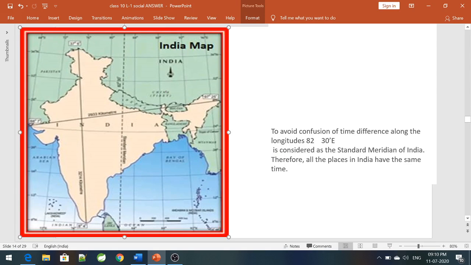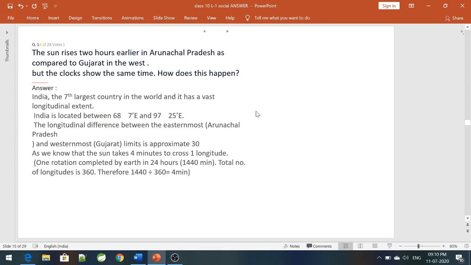To avoid confusion of time difference along the longitude, 82 degrees 30 minutes is considered as the standard meridian, if they ask. Here it cuts the 82 degrees 30 minutes East, which is considered as the standard meridian of India. Therefore, all the places in India have the same time.